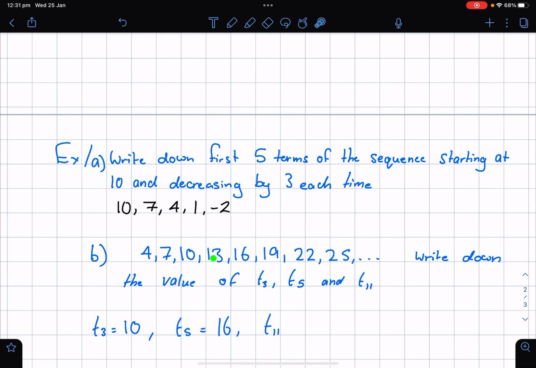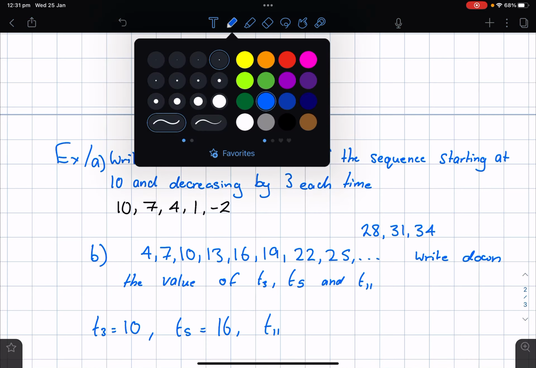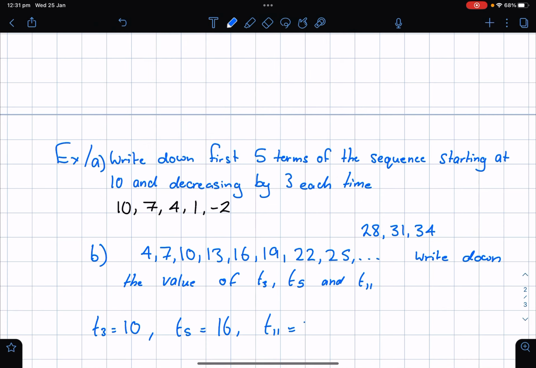Now, what about term 11? 1, 2, 3, 4, 5, 6, 7, 8. We've only got 8 terms, so we need to continue our pattern on till we get to our 11th term. We're adding 3 each time, so we've got 28, that'll be my 9th term. We've got 31, which would be my 10th term, and we've got 34, which would be my 11th term. So even though you can't see the 11th term, we can make predictions using the pattern that we see to then find that term.